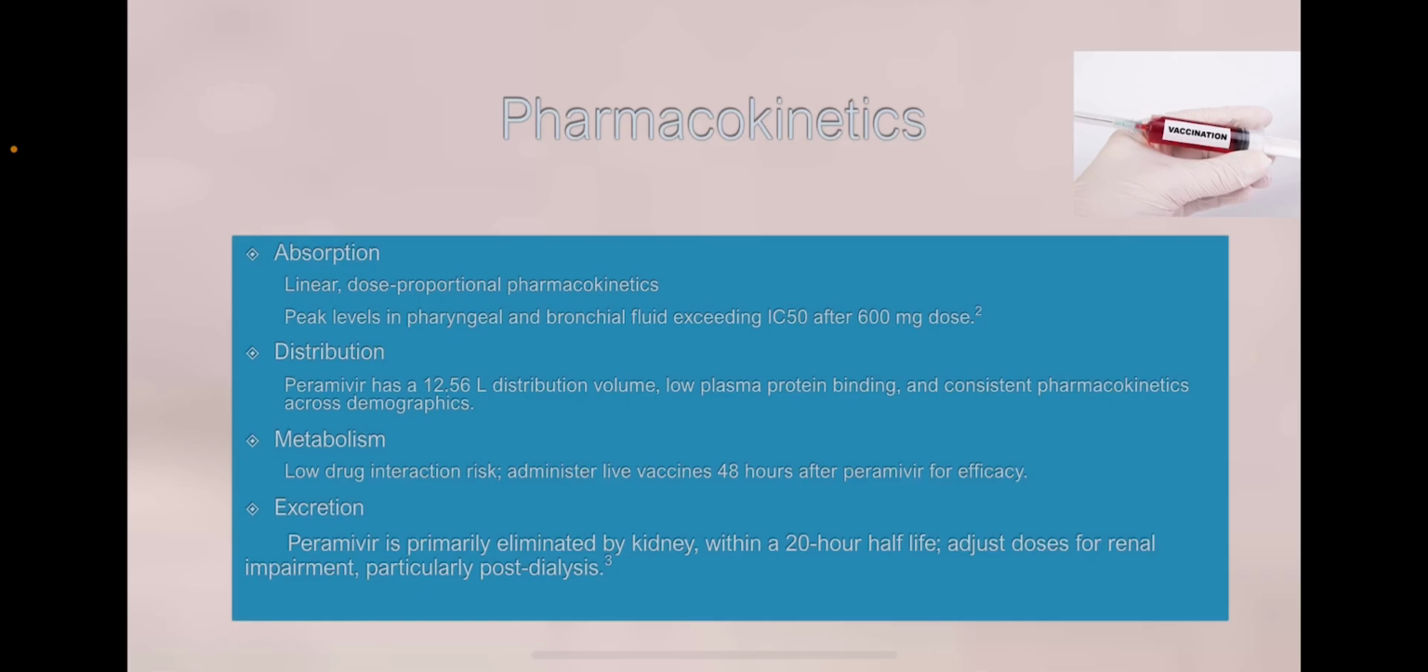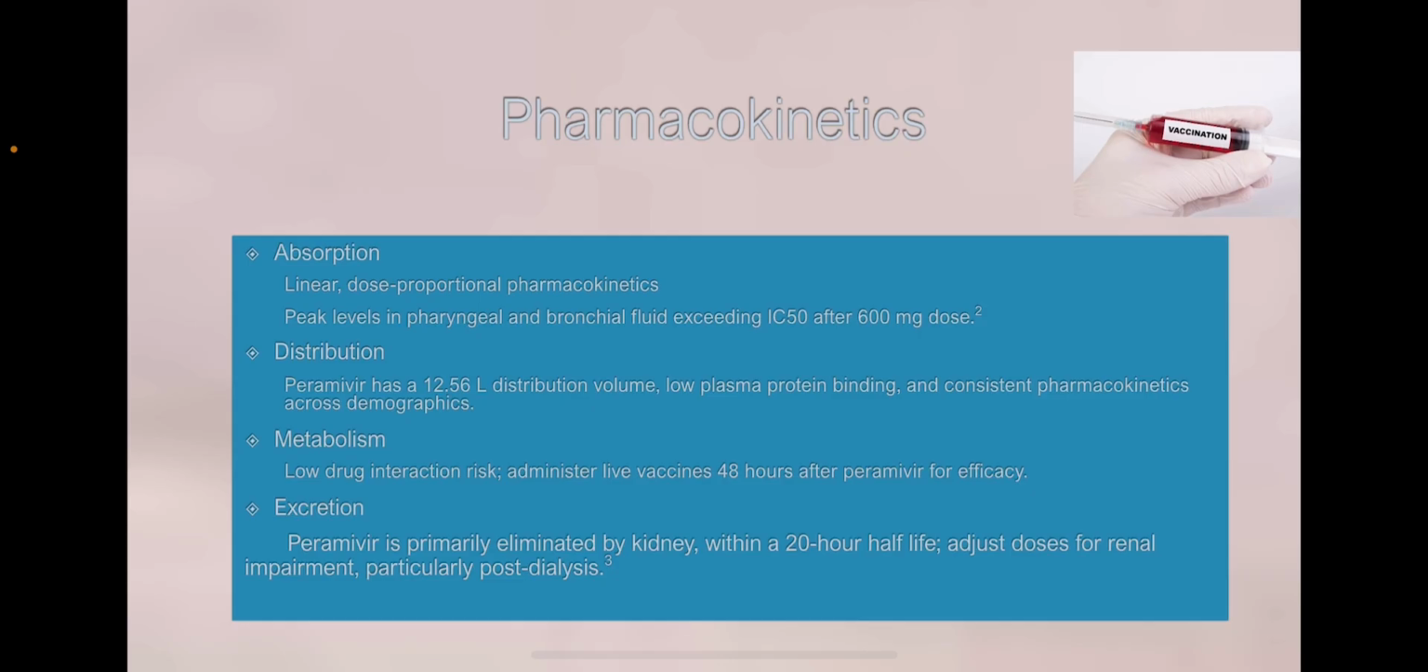Pharmacokinetics of peramivir. Intravenous peramivir shows linear, dose-proportional pharmacokinetics with a central volume of distribution of 12.56 liters at doses ranging from 0.17 to twice the recommended 600 mg. With less than 30% binding to plasma proteins, peramivir reaches peak levels in pharyngeal and bronchial fluid that exceed the IC50 for influenza after a 600 mg dose. It is largely cleared unchanged by the kidneys, accounting for 90% of its elimination.